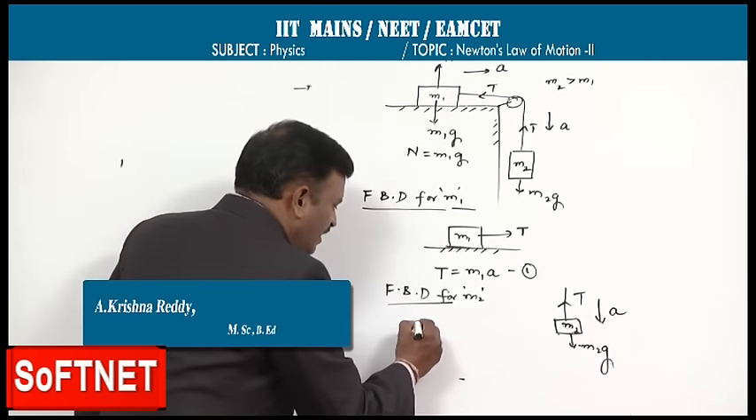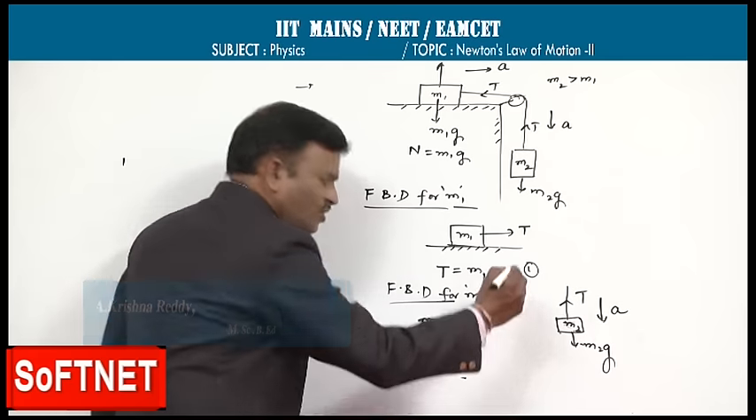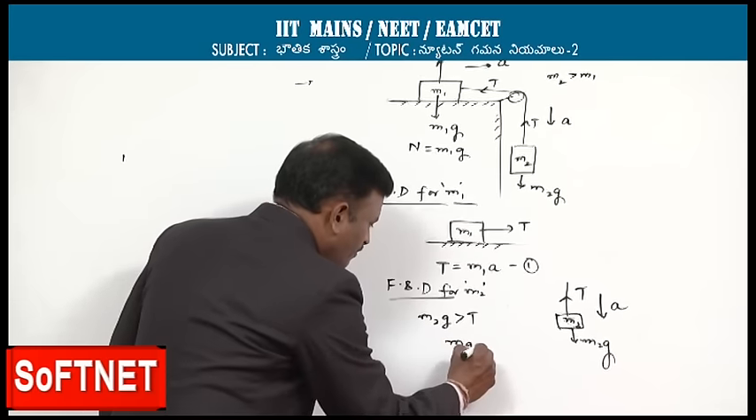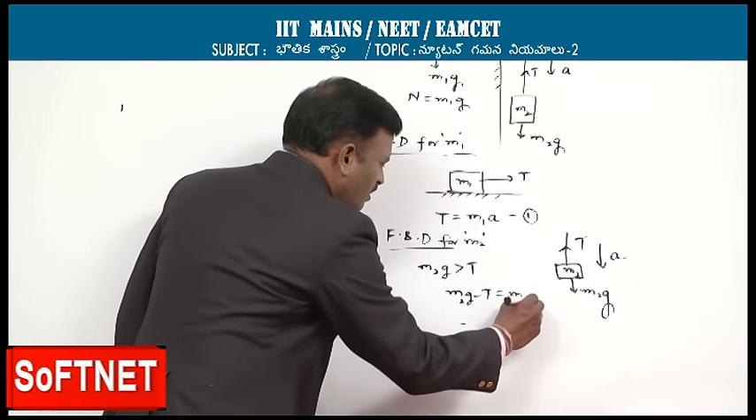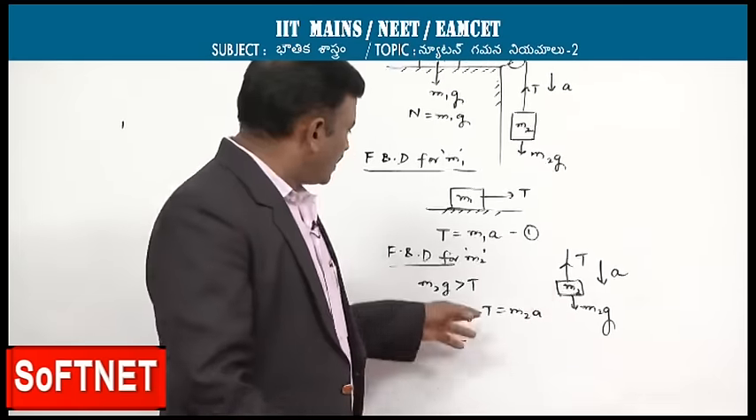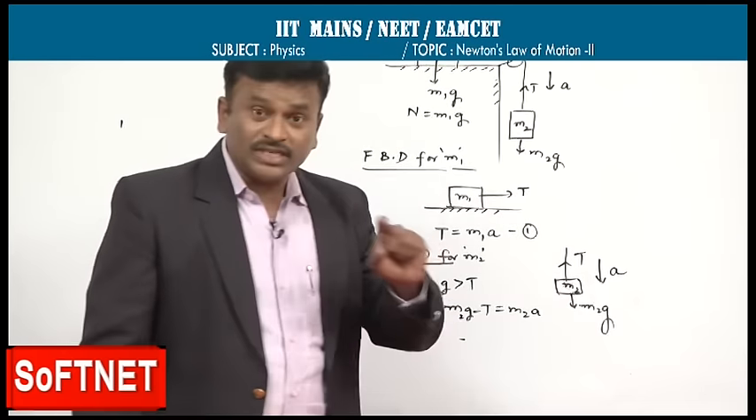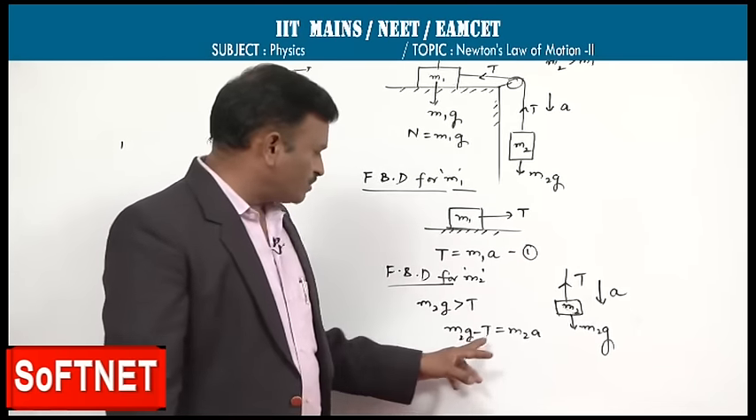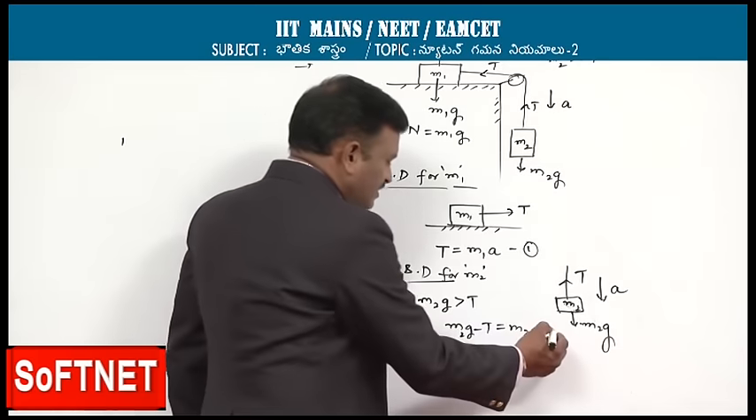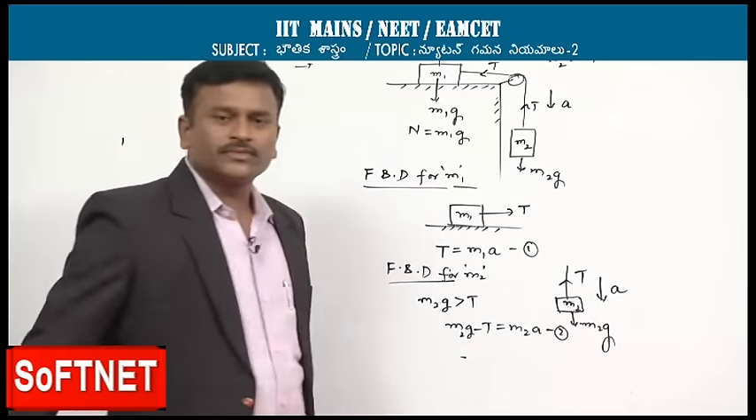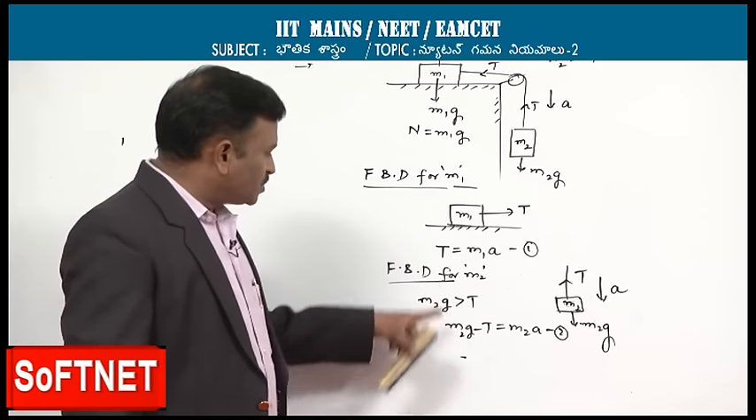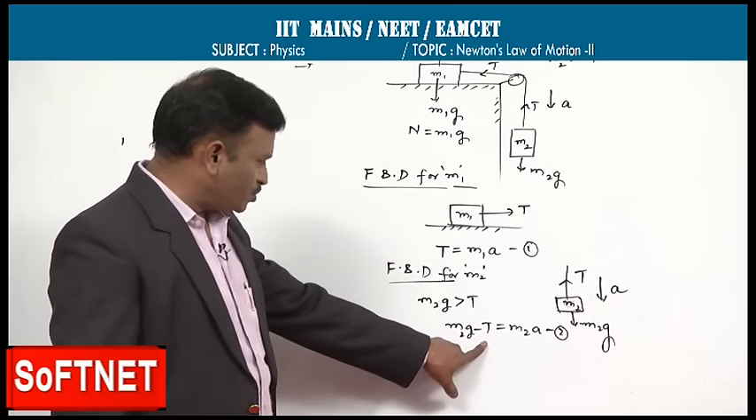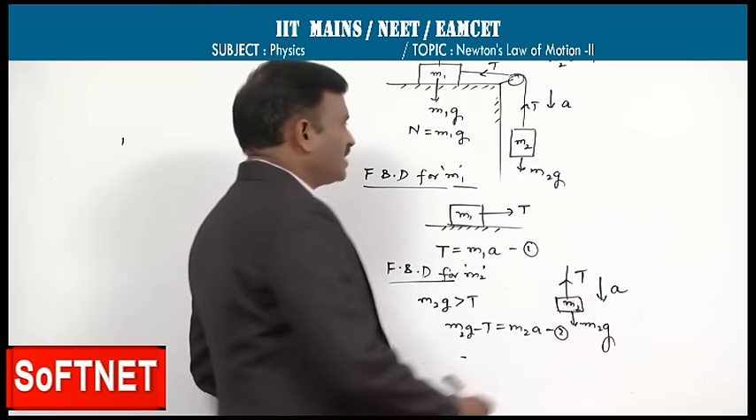Here the resultant is, as m2g is greater than tension, m2g minus T should be equal to m2a, obviously. Tension is acting up, and as m2g is greater than the tension acting up in the string, the resultant is m2g minus T is equal to m2a. Let us take this as equation 2. By solving these two equations, that means substituting the T value in equation 2, we can get the acceleration. Let us see that.